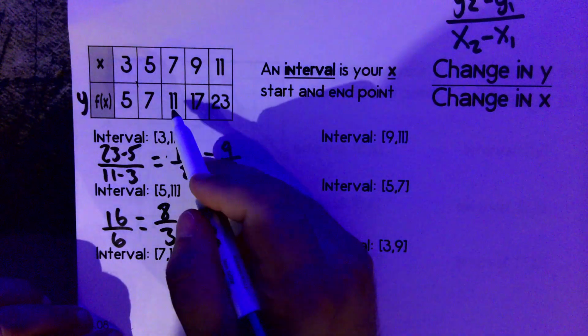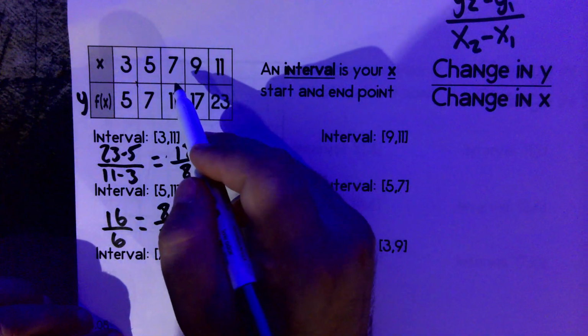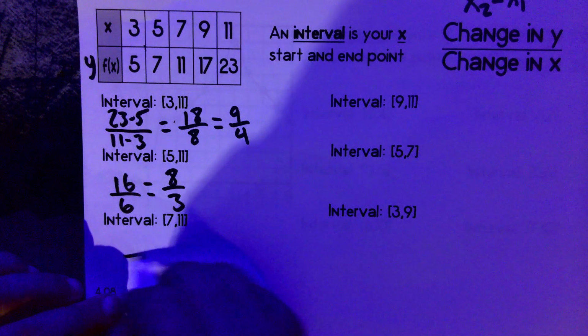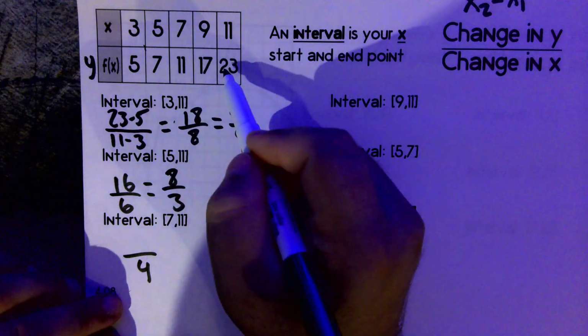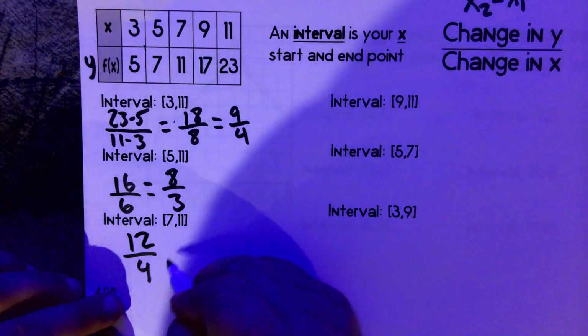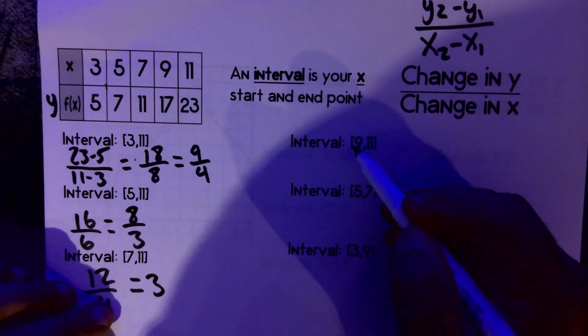And then from 7 to 11, I threw some of the same numbers on here just to make it more confusing. From 7 to 11, it went up 4 on the x. And it went up from 11 to 23 on the y, that's 12. And 12 over 4 is 3. Okay, let's go to the next one.